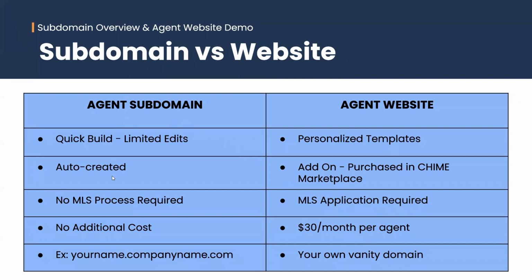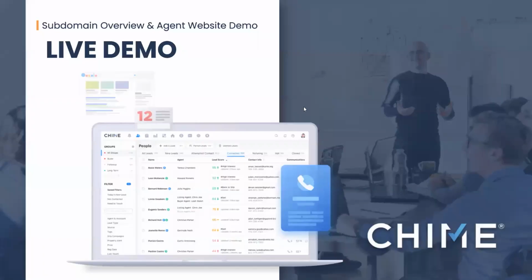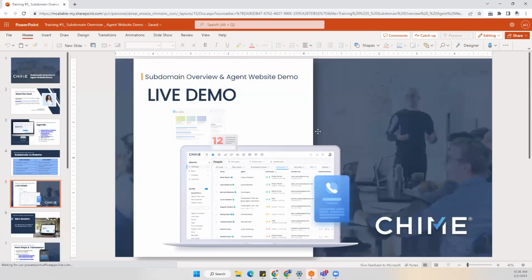We'll start by looking at the subdomain, and then I'll switch gears and show you what extra details you're able to edit with the agent website. Hopefully that was a clear explanation of the differences there. Let me know if you have a question about that before we dive in. I'm going to share my screen.